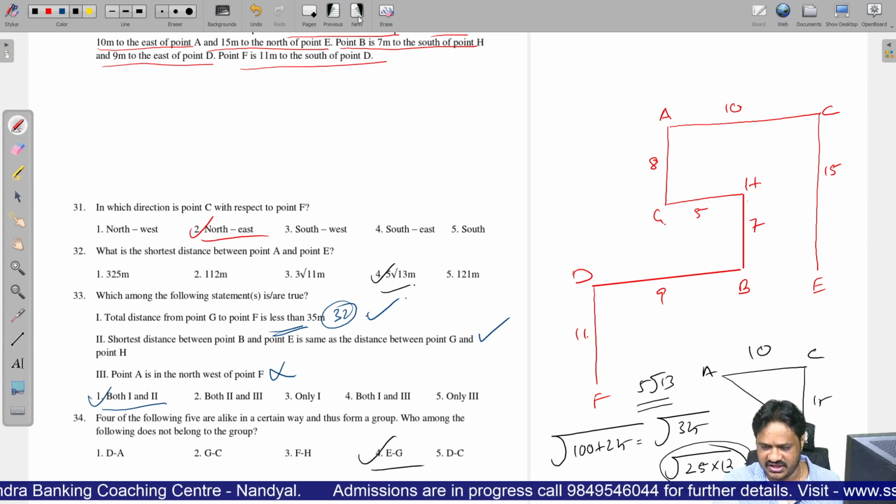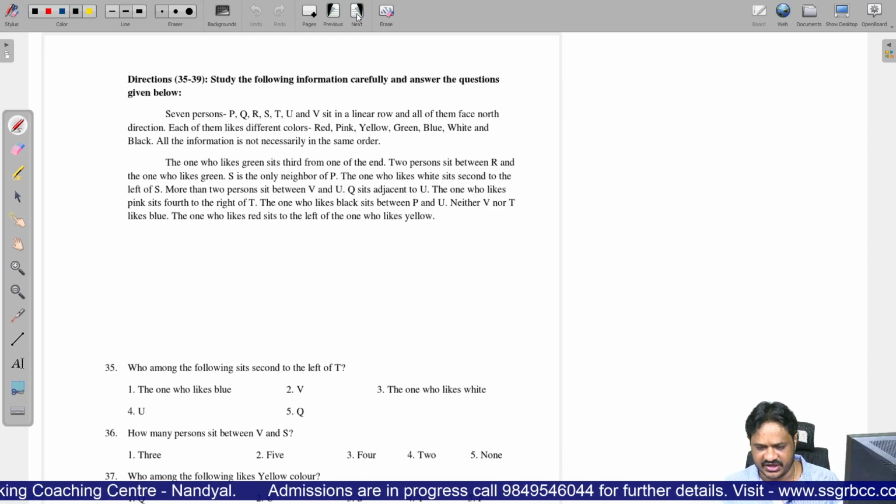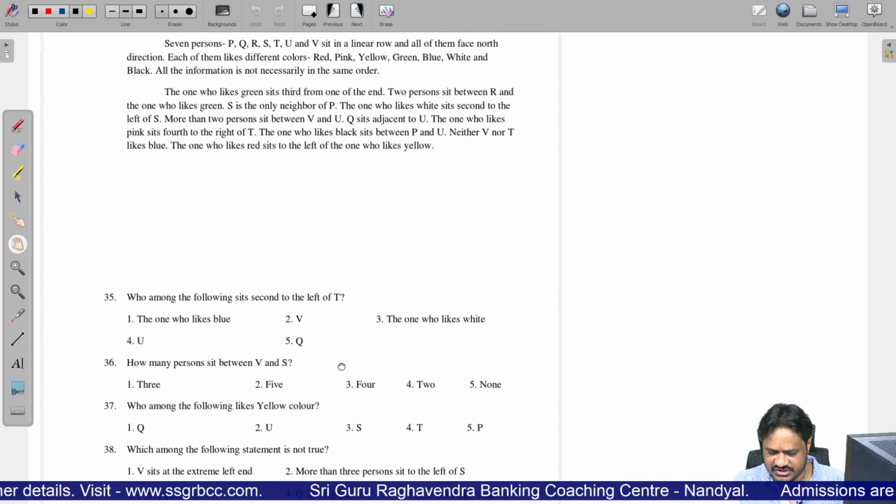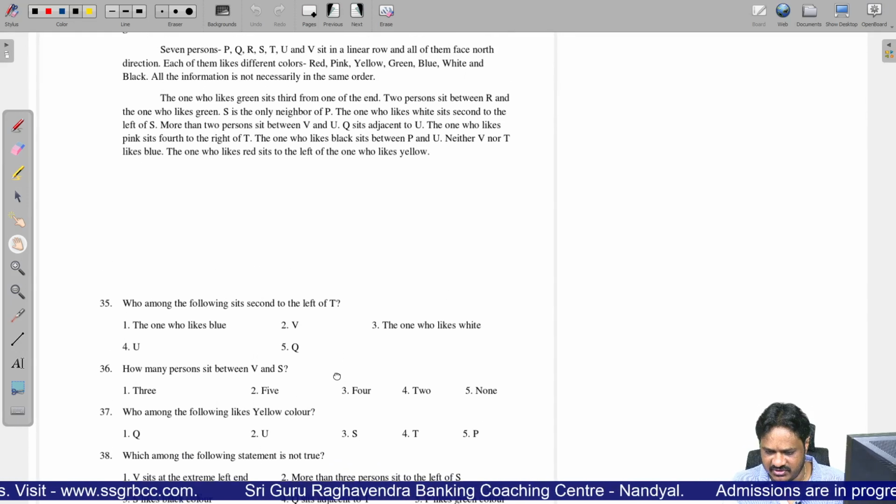Now let us answer the next one, 35 to 39. Study the following information carefully, then answer the questions. There are 7 persons sitting in a linear row. All of them are facing north. Each of them likes a different color: red, pink, yellow, green, blue, white and black. All the information is not necessarily in the same order.